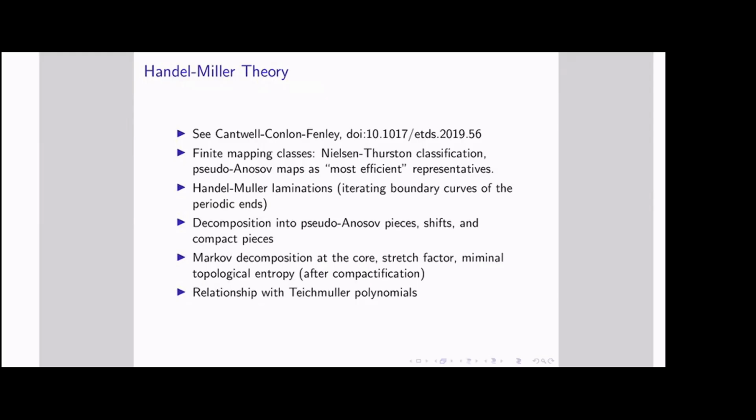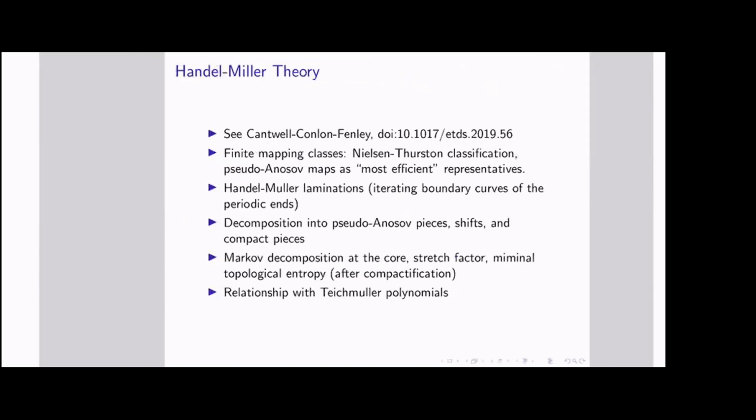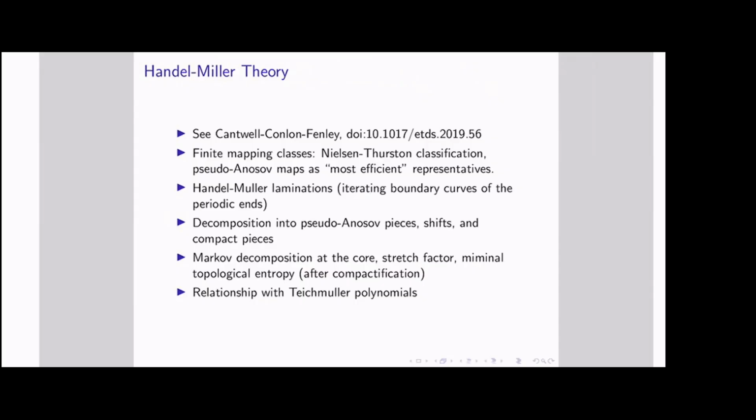If there are some complementary regions which are not compact, then the map restricted to those complementary regions is either going to be a shift, basically something similar to this stack transformation H, or it's going to be pseudo-Anosov. So basically the Handel-Miller lamination is going to intersect transversely in some compact piece, and all the dynamics is going to happen there. So this is the idea.